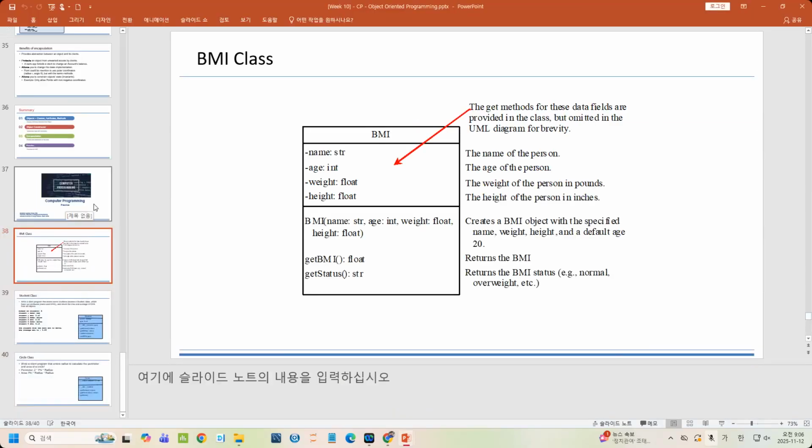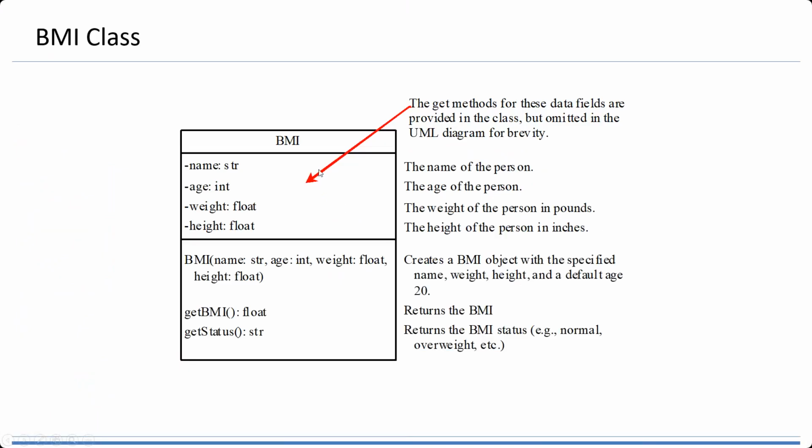Okay, first let's do the exercise for the PMI. I think you learned already about PMI, body mass index. And let's suppose we have this kind of class diagram. So in this class diagram, oh, this is in the lecture week 10. This is the last week material.